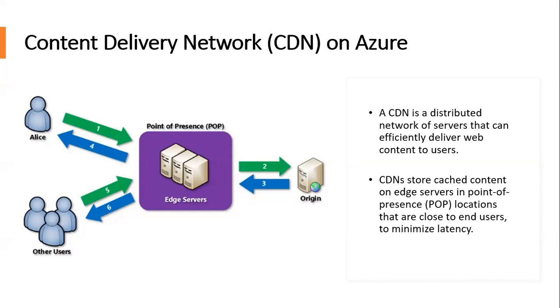Due to that reason, whenever we type the same URL, it is able to find the address easily and very fast. Okay, so CDN stores cache content on edge servers in point of presence, POP, locations that are close to end users to minimize the latency. Means delay time will be very, very less if you are going to use the CDN. Okay guys.